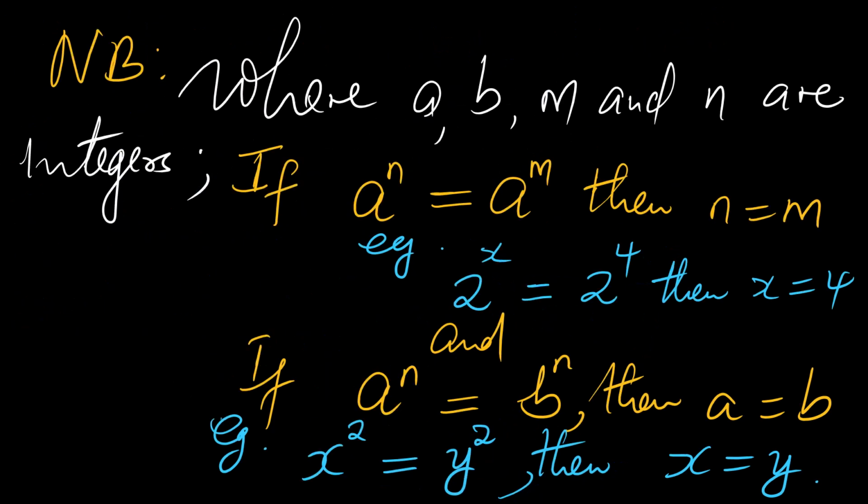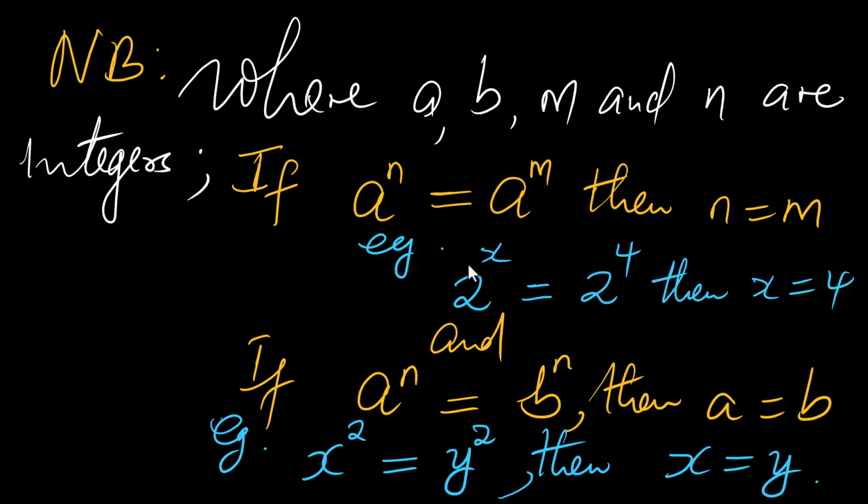To wrap it up, some important pieces of information about indices, where a, b, m, and n are integers. If you are given a raised to the power n is equal to a raised to the power m, then n is equal to m. When the bases are the same, on the left hand side and the right hand side, you simply equate the powers. An example, 2 raised to the power x is equal to 2 raised to the power 4. You can see the bases on both sides are 2, they're the same, so you simply equate the powers. x is equal to 4.